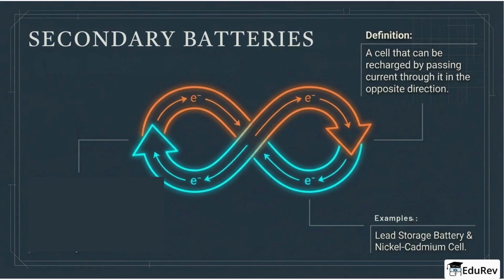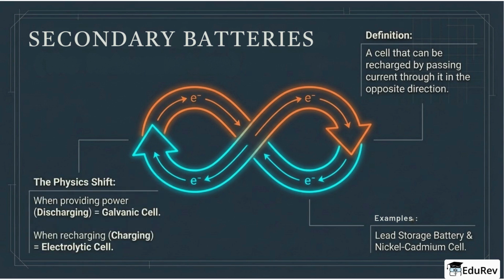A secondary battery is rechargeable, meaning it can be restored by passing current in the opposite direction. That is the defining feature. The slide also gives the physics shift. When discharging, the cell behaves like a galvanic cell. When charging, it behaves like an electrolytic cell. That reversal is the whole idea behind rechargeability.